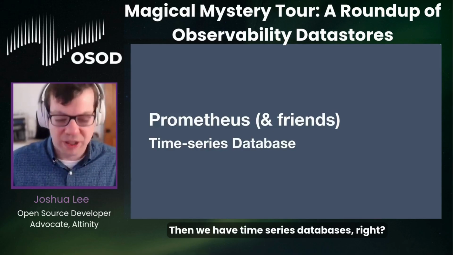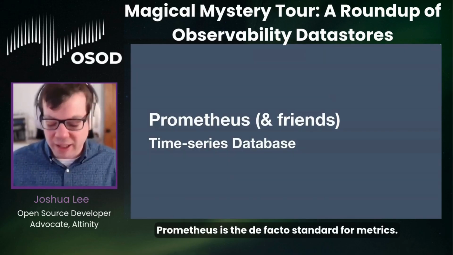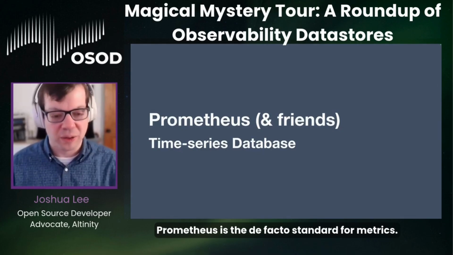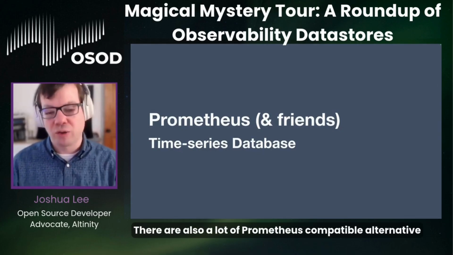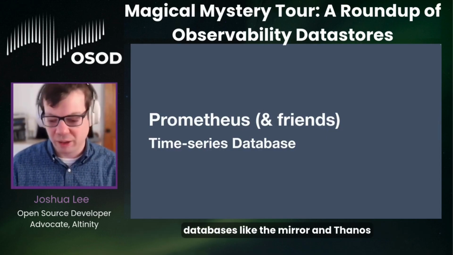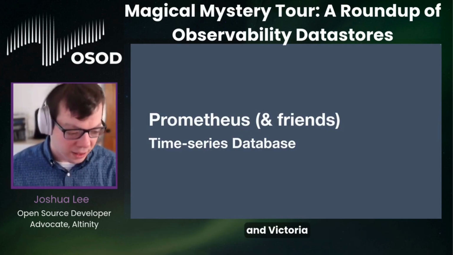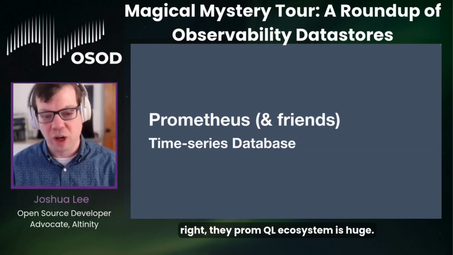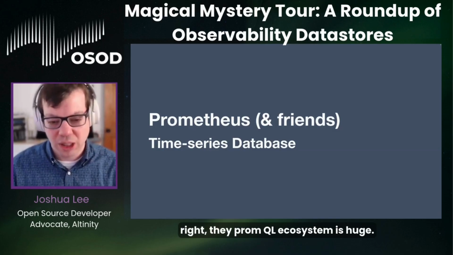Then we have time series databases, right? These are for our metrics. Prometheus is the de facto standard for metrics, and its implementation is pretty good. There are also a lot of Prometheus compatible alternative databases like Mimir and Thanos and Victoria Metrics, right? The PromQL ecosystem is huge.